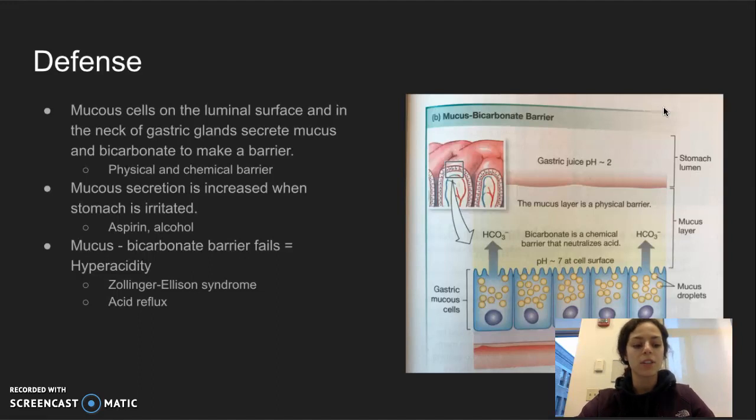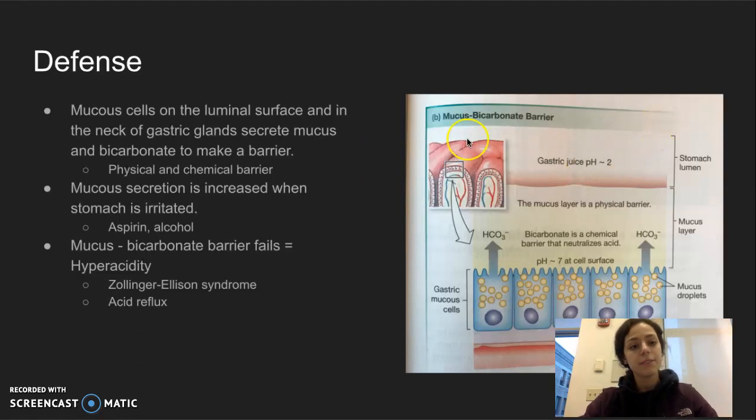One is called Zollinger-Ellison syndrome, in which patients secrete excessive levels of gastrin, usually from gastrin-secreting tumors in the pancreas. As a result, hyperacidity in the stomach overwhelms the normal protective mechanisms and causes a peptic ulcer. In peptic ulcers, acid and pepsin destroy the mucosa, creating holes that extend into the submucosa and muscularis of the stomach and duodenum. There's also acid reflux, which is a little bit more common, and that happens in the esophagus, which can erode the mucosa layer there as well.